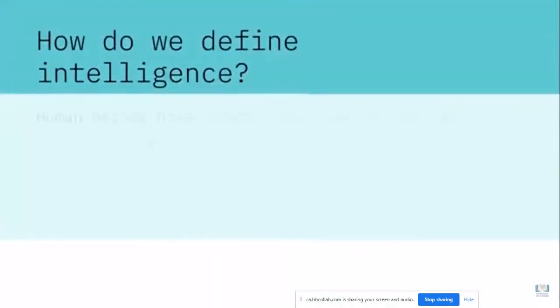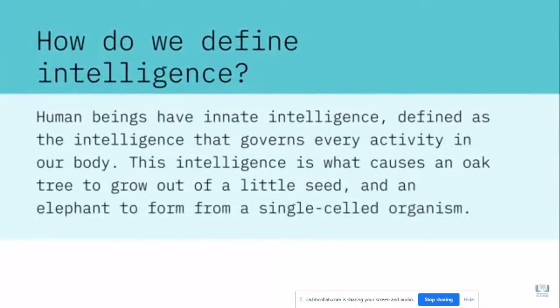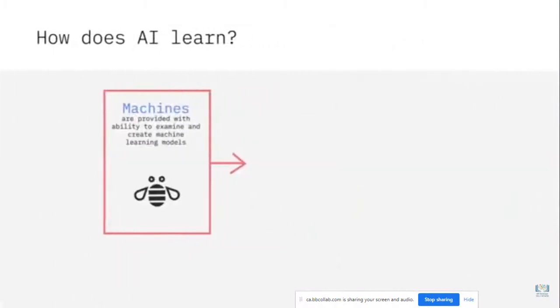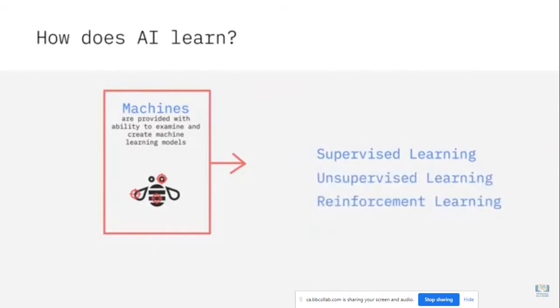How do we define intelligence? Human beings have innate intelligence, defined as intelligence that governs every activity in our body. This intelligence is what causes an oak tree to grow out of a little seed and an elephant to form from a single-celled organism. How does AI learn? The only innate intelligence machines have is what we give them. We provide machines the ability to examine examples and create machine learning models based on the inputs and desired outputs. And we do this in different ways, such as supervised learning, unsupervised learning, and reinforcement learning, about which you will learn in more detail in subsequent lessons.